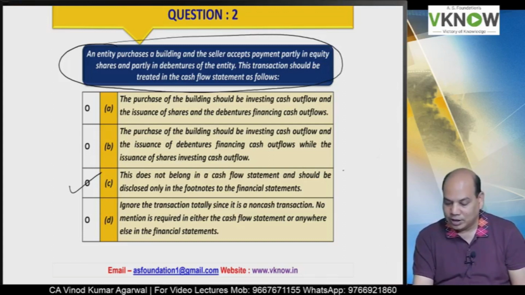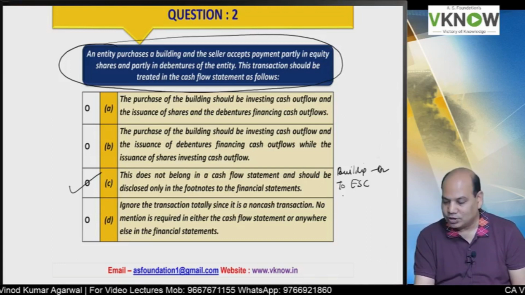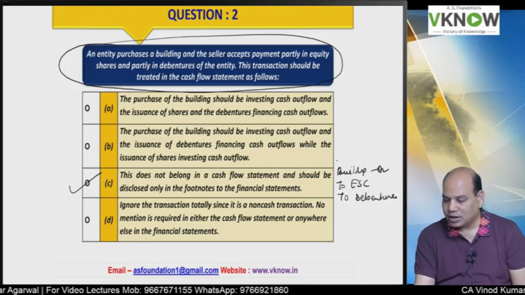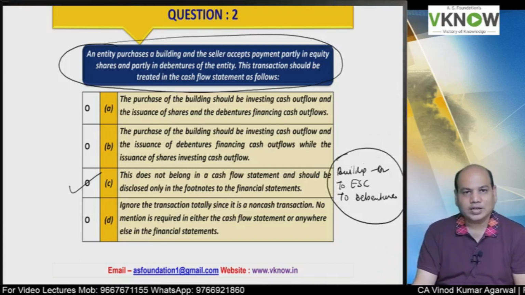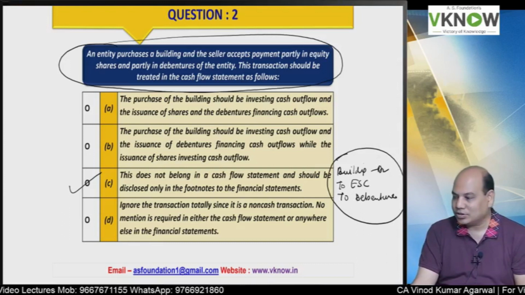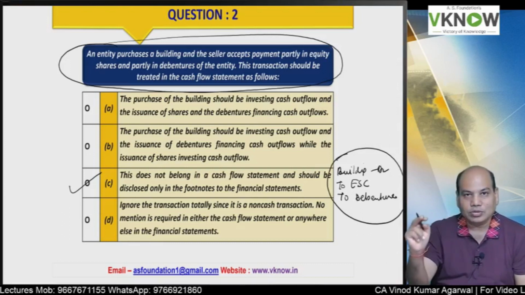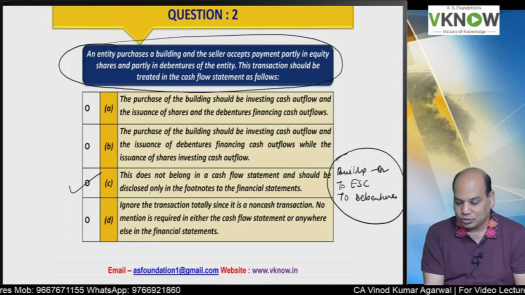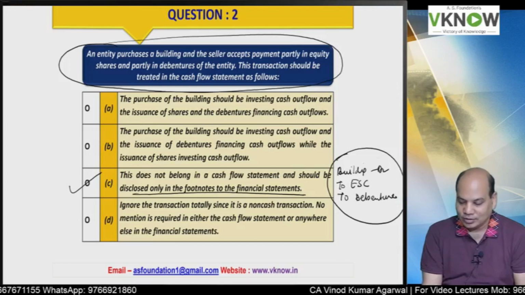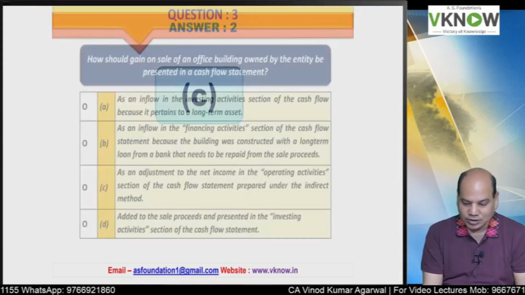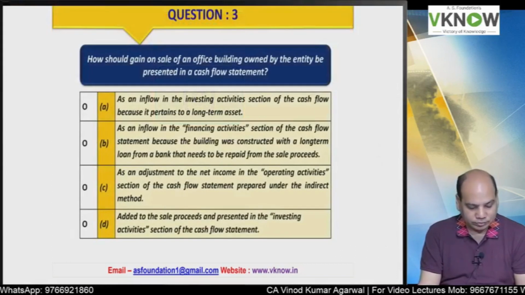You have acquired building account debit. You have issued equity share to equity share capital. You have issued debenture to debenture. Arey, where is the cash? Please reply. Where is the cash? There is no cash. No need to write in the statement of cash flow. Only disclosure. Okay. The answer is C.